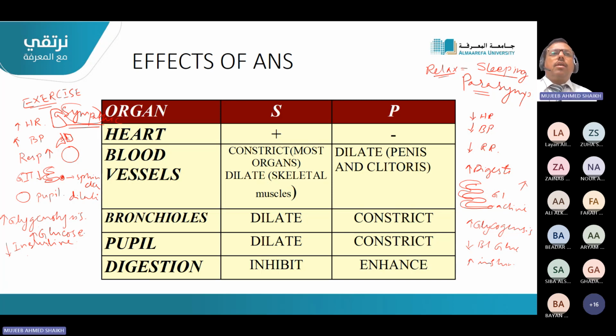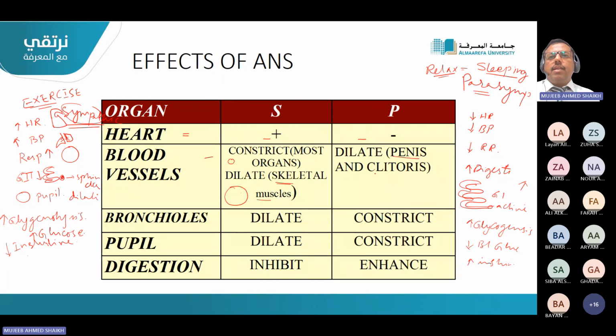In short, if you want to remember some important organs: heart, sympathetic will be excitatory, parasympathetic will be inhibitory. Blood vessels, sympathetic constricts all the organ blood vessels except in the skeletal muscle. In the skeletal muscle, vasodilatation will be found. In all other organs, vasoconstriction will be found because during exercise you require more blood supply to the skeletal muscle. Whereas parasympathetic will not have any effect as such on the blood vessels except two places.